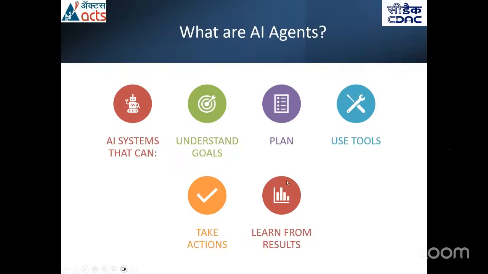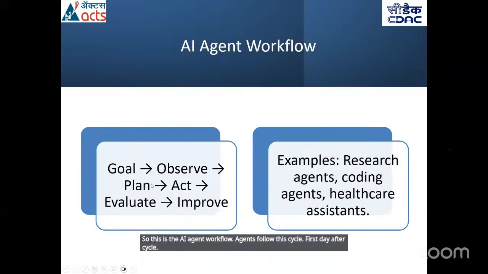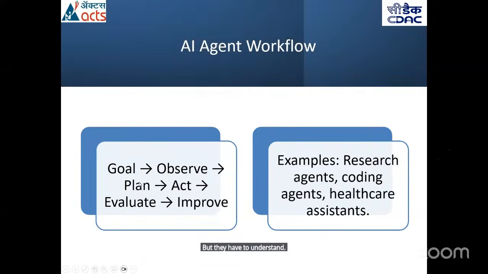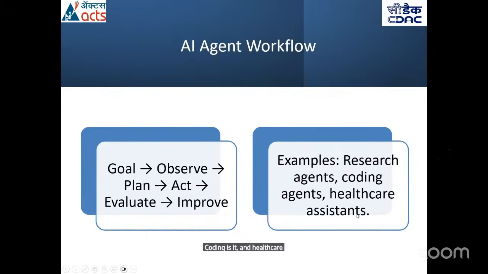So now come to the workflow for AI agents. Agents follow this cycle: first they understand, plan, act, observe, and then improve themselves. Understand means what the goal is, how to observe, and then create some plan and action. After that, evaluate and they can improve. For example, a research agent, coding agent, and healthcare assistant.